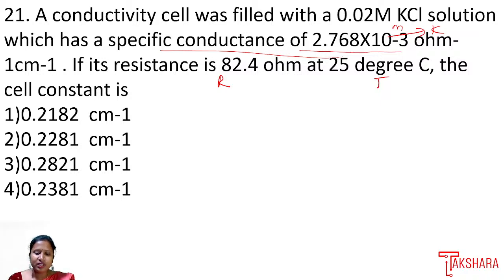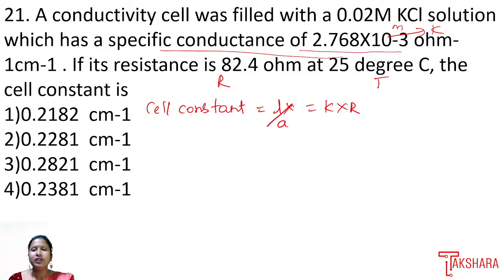Based on this we can calculate the cell constant, which is equal to L divided by A, which is equal to K into R. The cell constant is nothing but, we know the equation, L by A into 1 by R. If we multiply by K, it will become K by R. Sorry, 1 by R. L by A into 1 by R.